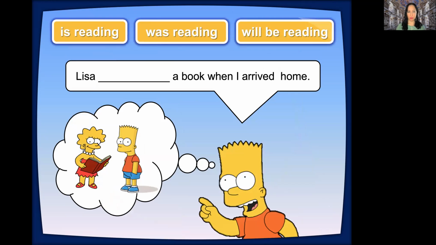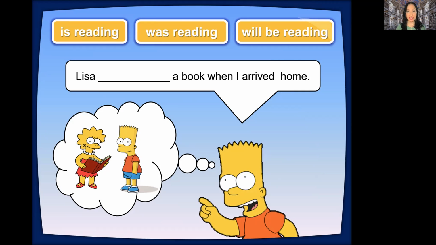Okay. Looks like we're thinking again. Lisa blank a book when I arrived home. This is going to be a little tricky. I can't wait. All right. Lisa is reading a book when I arrived home. Lisa was reading a book when I arrived home. Lisa will be reading a book when I arrived home. Okay, I'll give you a clue. What is the verb, the second verb in this sentence? Lisa blanked a book when I arrived home.